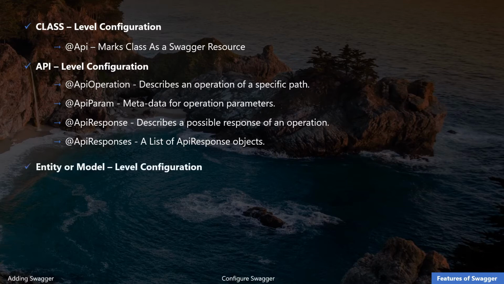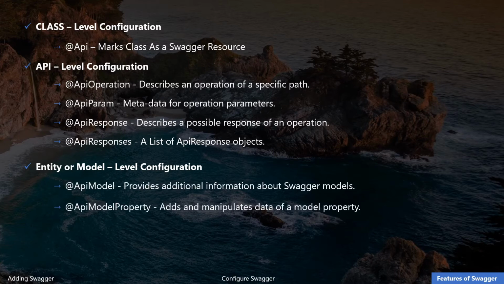And the next one is the entity or model level configuration. Here we have two annotations, ApiModel and ApiModelProperty. If you remember, in our previous tutorial, we created an employee object, whose task was to hold data like first name, last name, and addresses. So these two annotations will help. So let's go to our Eclipse, add these annotations and see what they can do for us.